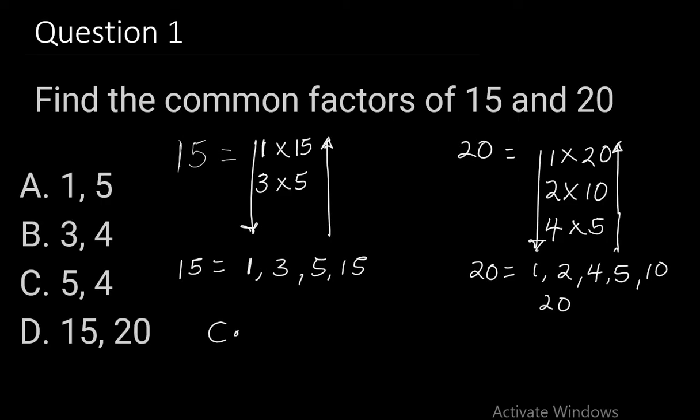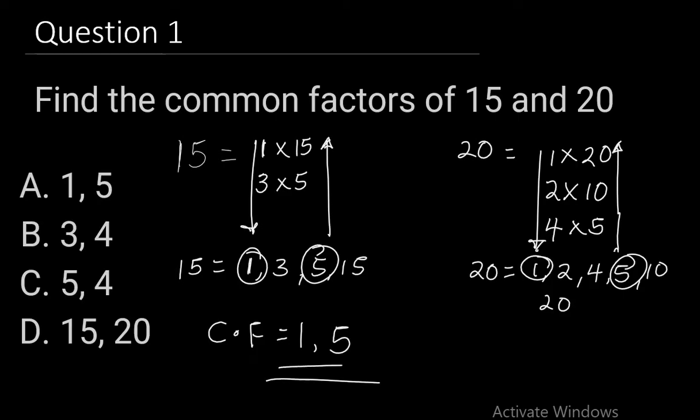CF is an abbreviation of common factor. So the common factors of 15 and 20 are 1, because both of them have it, and then 5, because 5 is a factor of both 15 and 20. So the common factors are 1 and 5, which is simply A.